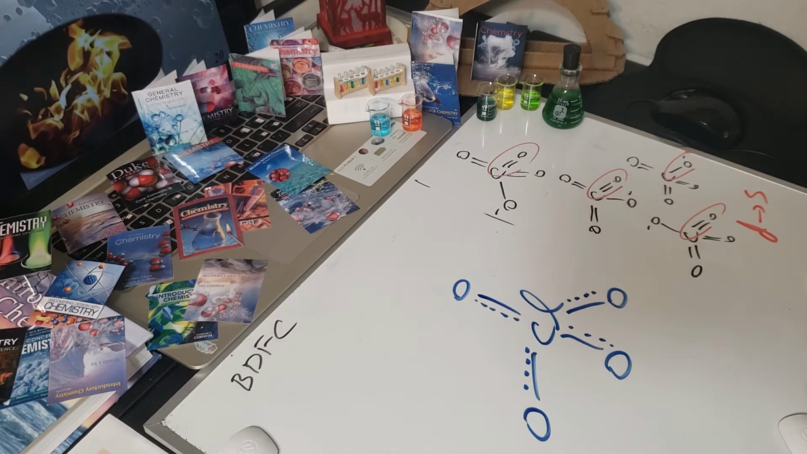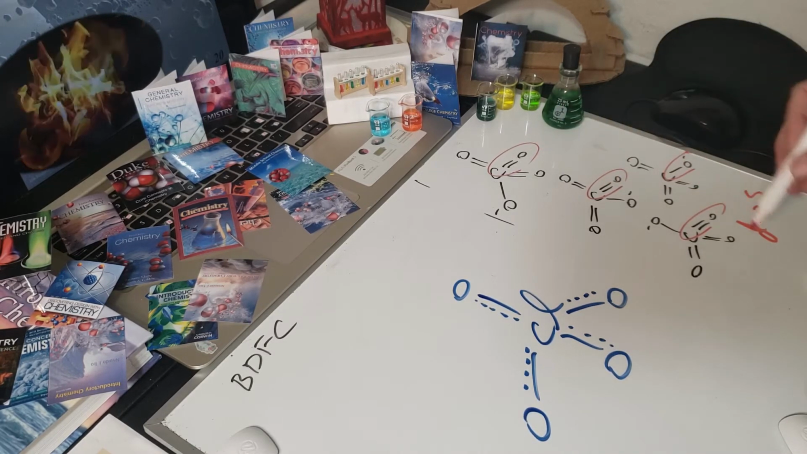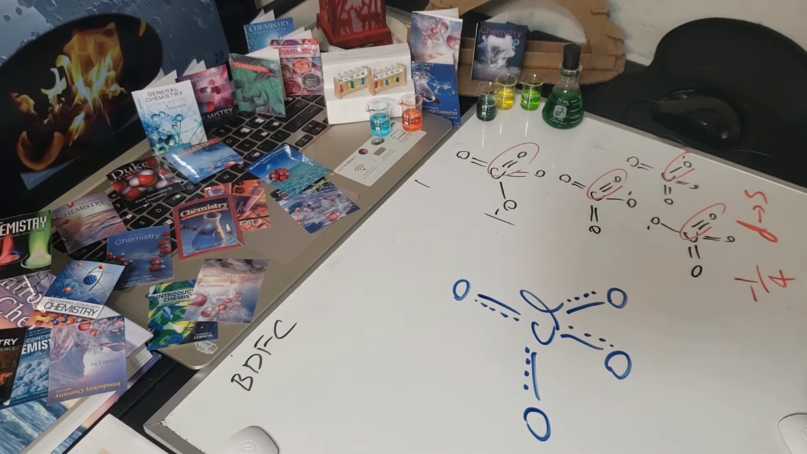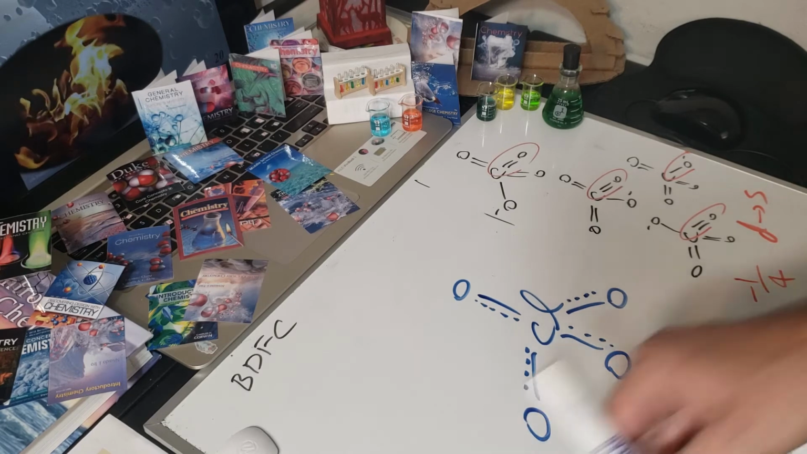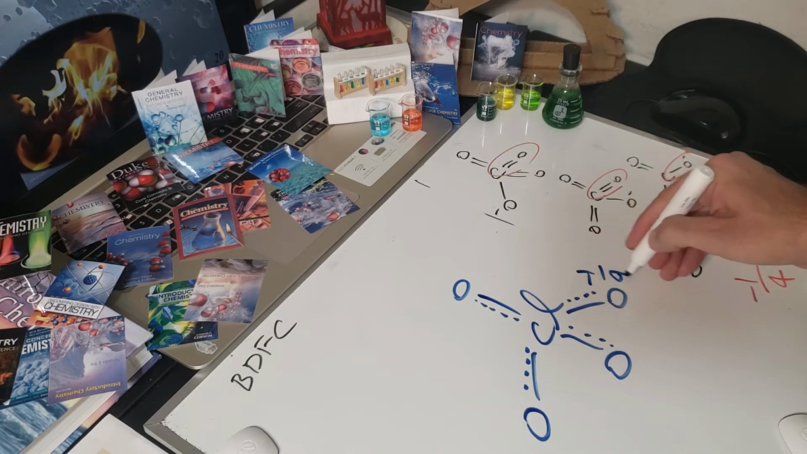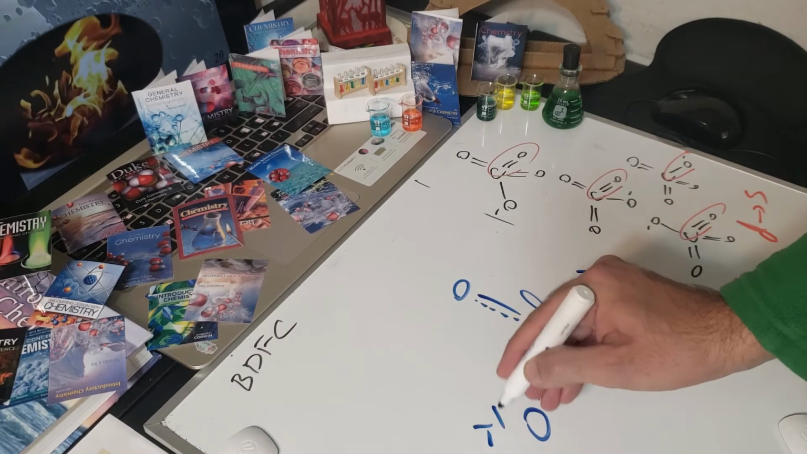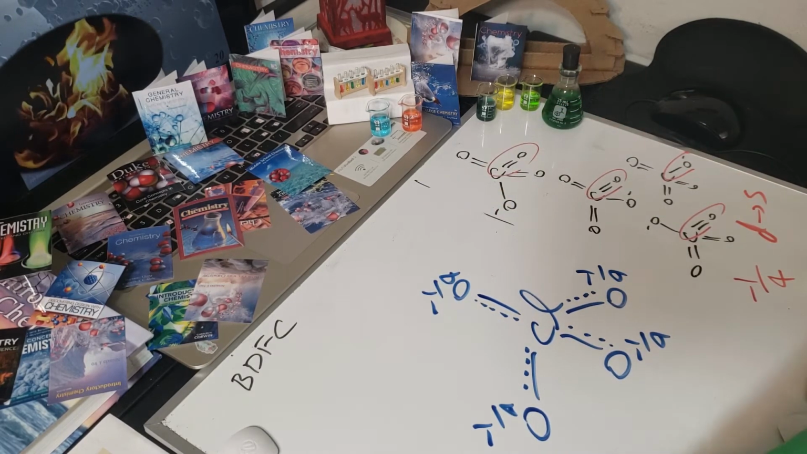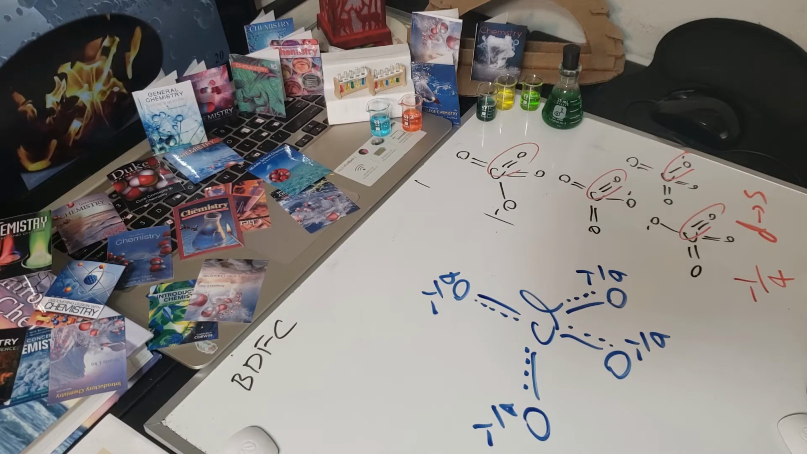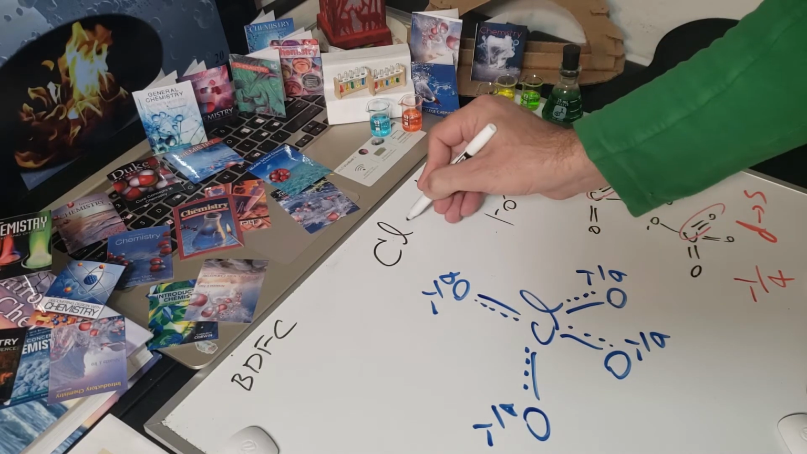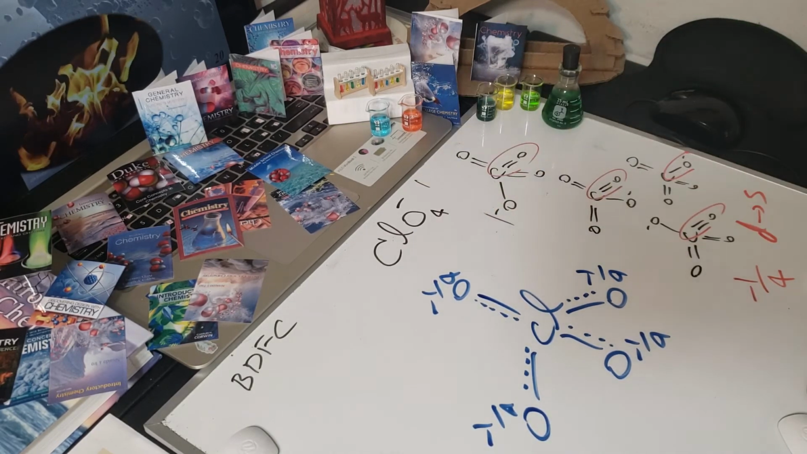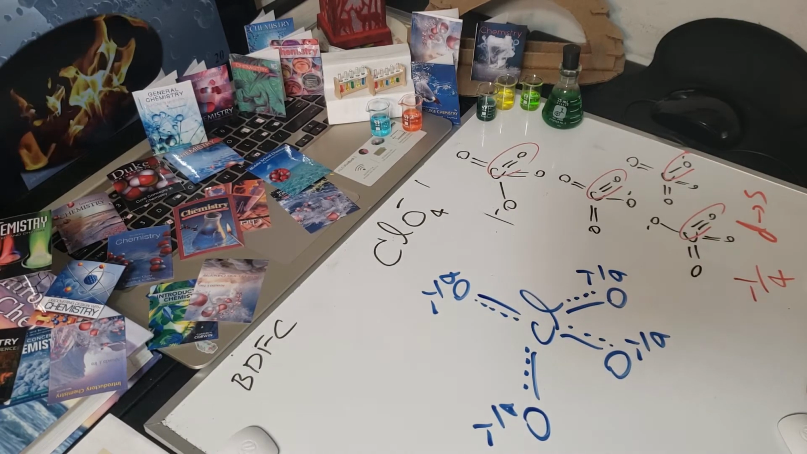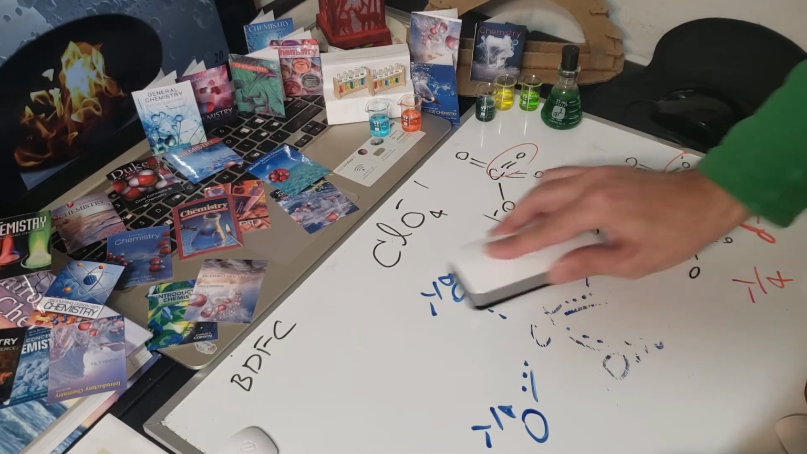And for the charges, 0, 0, 0, and -1, so -1 overall, divided by 4 resonance structures, that's -1/4. So you do -1/4, -1/4, -1/4, -1/4, four quarter negative charges. That's equal to -1 overall, and that's the charge for ClO4 negative. That's the hybrid resonance for this anion. Let's move on to yet another example.